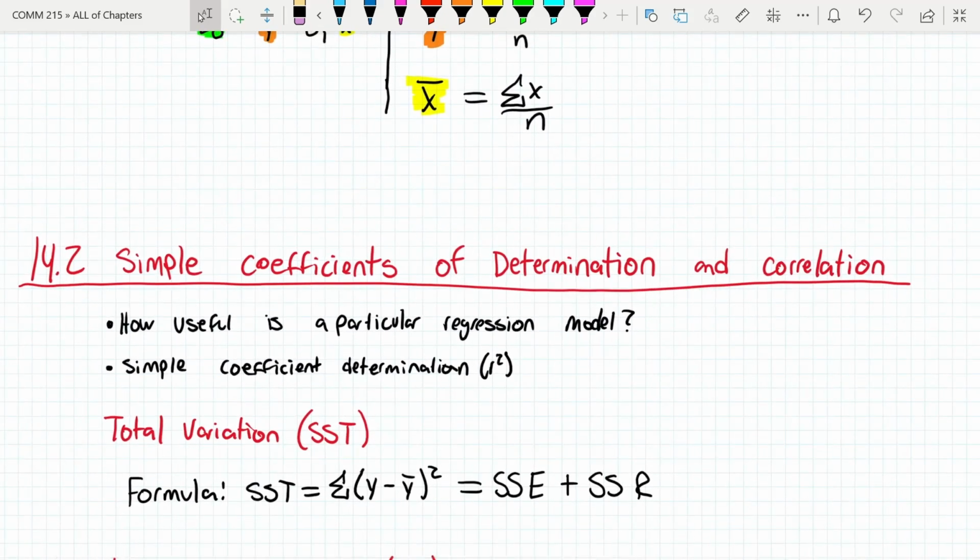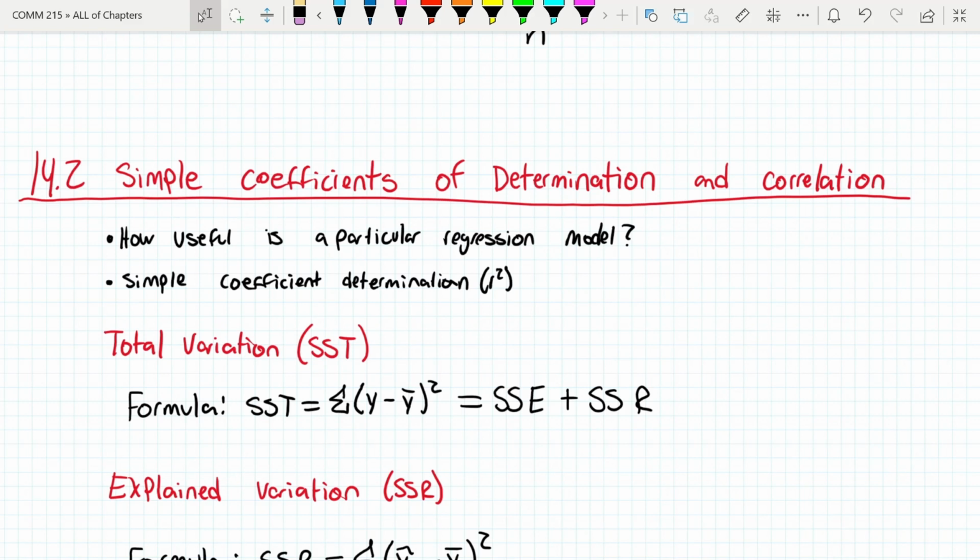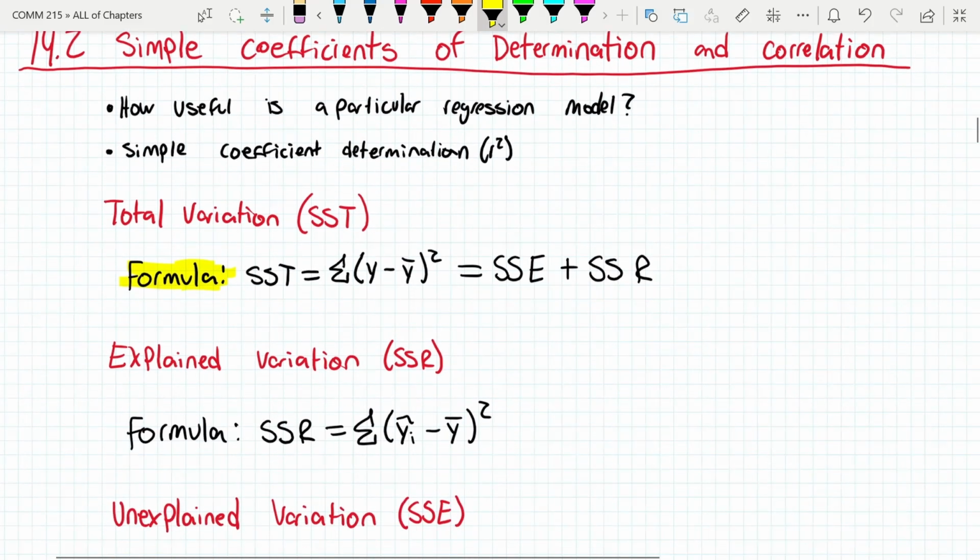So 14.2, simple coefficients of determination and correlation. How useful is a particular regression model? The simple coefficient of determination is shown by r squared. Our total variation is SST, the total. Our formula, highlighted in yellow, is SST is equal to the sum of y minus y bar to the power of 2. Or it's also equal to SSE plus SSR, and I'll explain what those are right now.